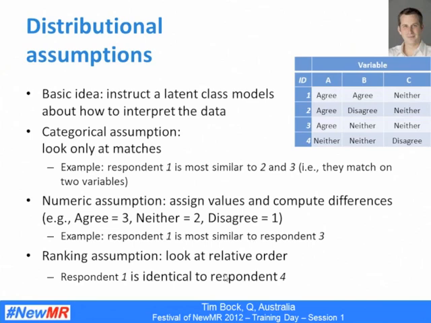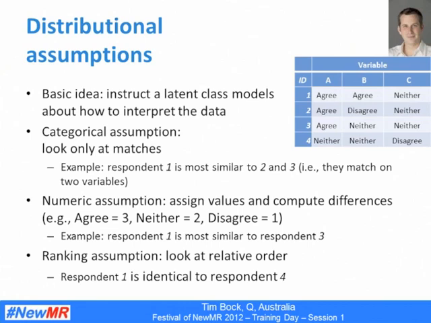And another assumption we can make, which we'll use to good effect later, is to just look at the data as having relativities. That is, we treat the ratings as if they're rankings. And the surprising thing here is that even though respondents 1 and 4 didn't give the same response to anything, if we treat their data as rankings, we actually assume they're identical, because they both gave A and B the same rating. That is, respondent 1 gave a rating of agree for A and agree for B, whereas respondent 4 gave a rating of neither and neither.